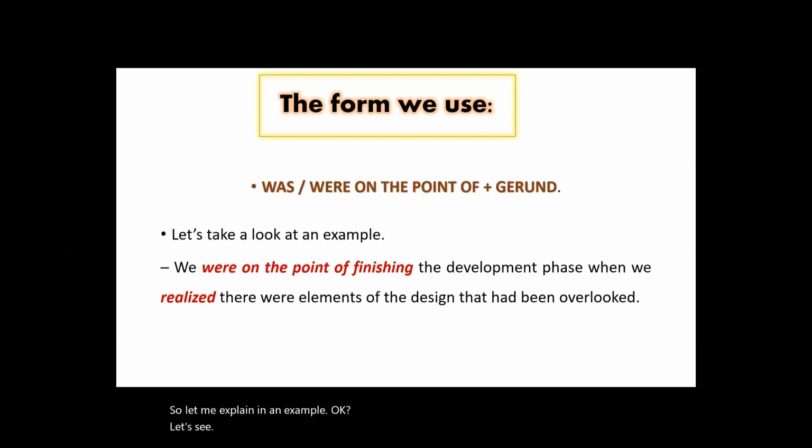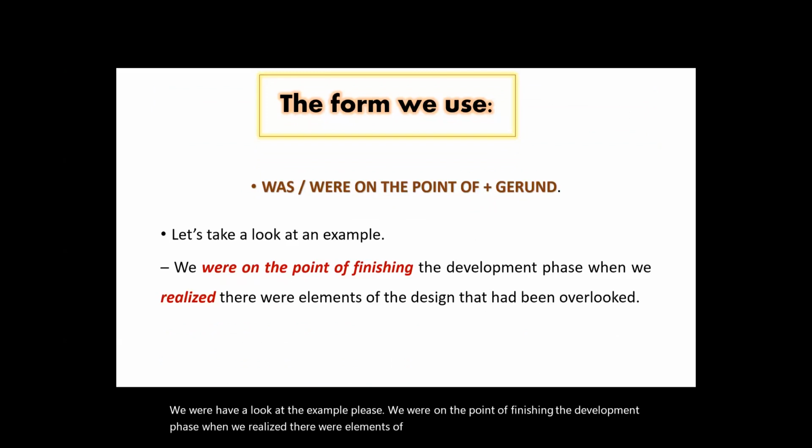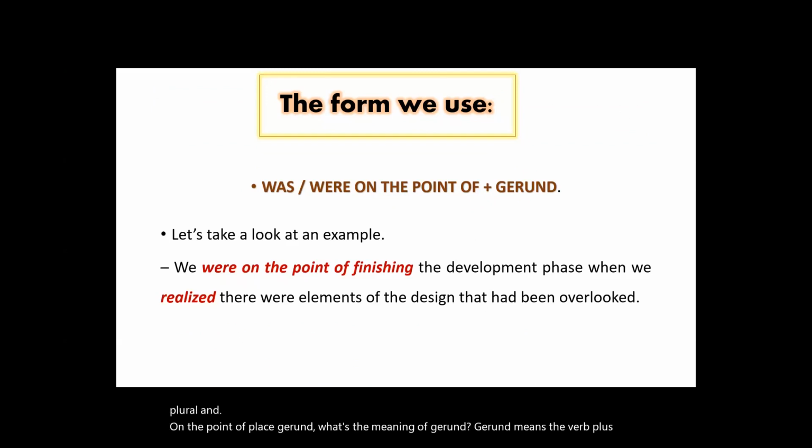Have a look at the example, please. We were on the point of finishing the development phase when we realized there were elements of the design that had been overlooked. So here, have a look at the form, please. The form says to use was for singular, were for plural, and on the point of plus gerund. What's the meaning of gerund? Gerund means the verb plus ing. So you change the verb into a noun by adding ing. That's a gerund.